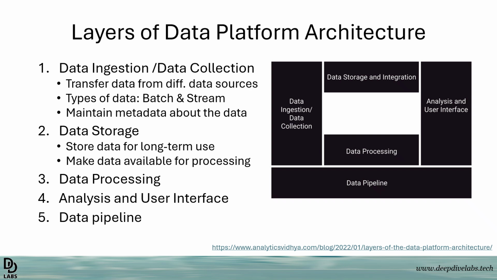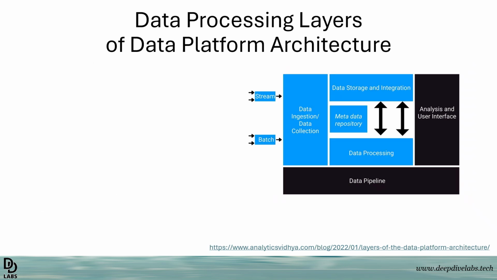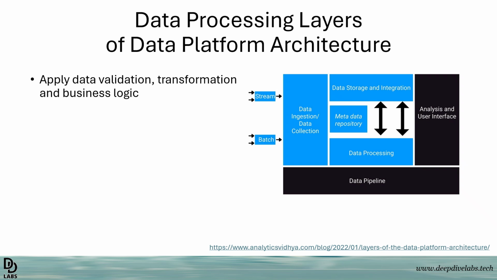Now let's look at the data processing layer. As you can see on the right side, you have data ingestion of both your streaming and batch data, whatever is required in an organization. Then we talked about the data storage layer and the metadata repository. The data about the data, that's your metadata, gets stored as well in the data storage. Then you have the data processing layer.